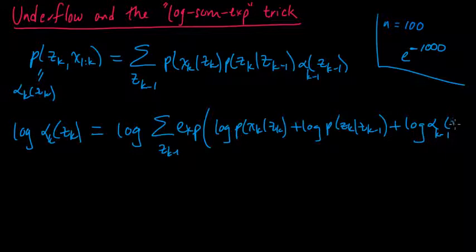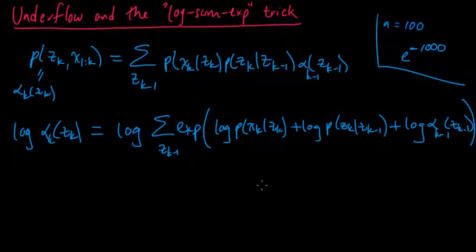Log alpha k minus 1 z k minus 1. Okay, so we've got this, and we're working with the log of the alphas, because the alphas are just too small. So in our computer program that implements this, instead of representing the alphas, we're going to represent log of the alphas, because they're easier to handle. We can store them in the computer without underflow. And so to do the forward algorithm, we need to do this step.